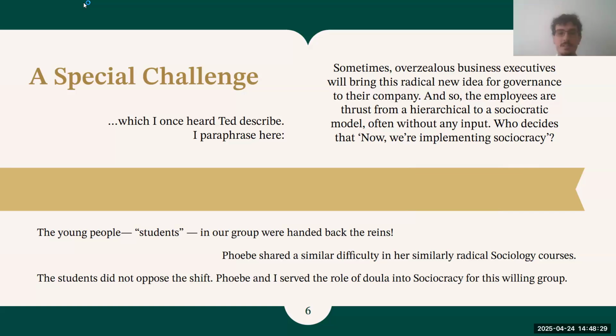Our students, the students for environmental justice, I say our students, but I was one of the students. We didn't oppose this shift. They didn't oppose the shift. There wasn't sort of a sentiment of, I'd rather this be hierarchical. There was an eagerness. And so there was sort of an ease in adopting sociocracy in that sense. We overcame the challenge pretty quickly. And Phoebe and I served as the doula for sort of transitioning into sociocracy for a group that was already willing. So that's sort of a context. Maybe in other classrooms, it wouldn't be so easy.